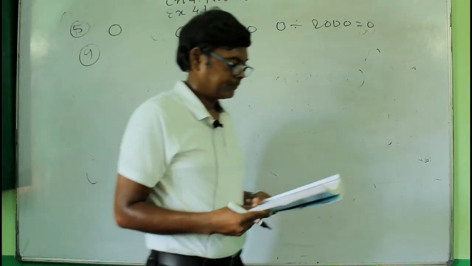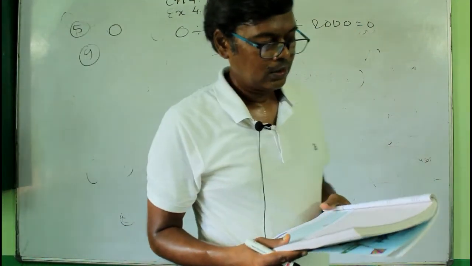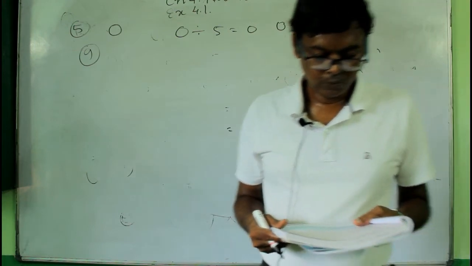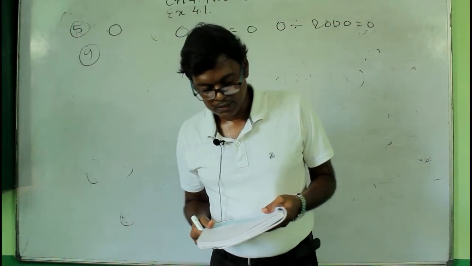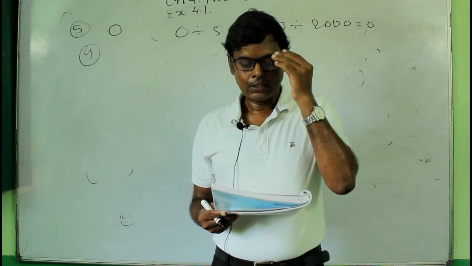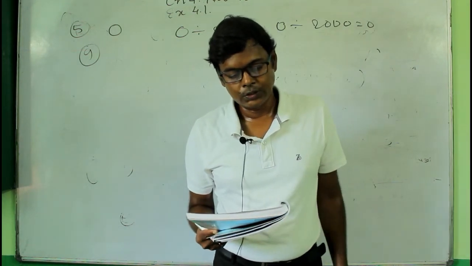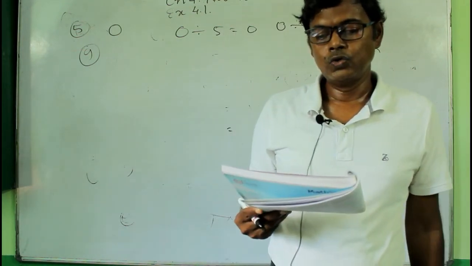Question number 9. In a 5-story mansion, there are 18 rooms on each floor, and in every room there are 20 switches. How many switches are there in all the rooms of the building?